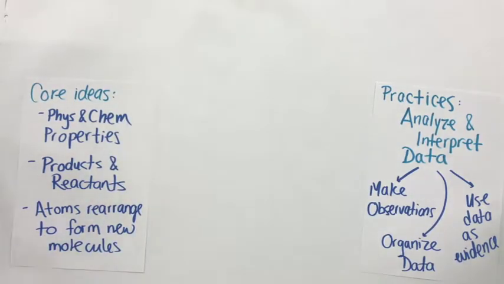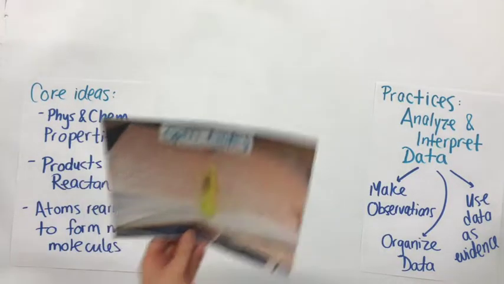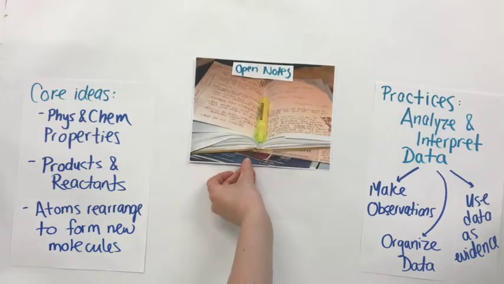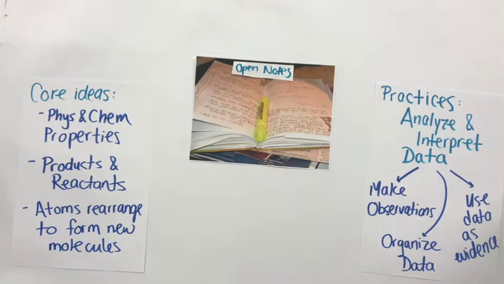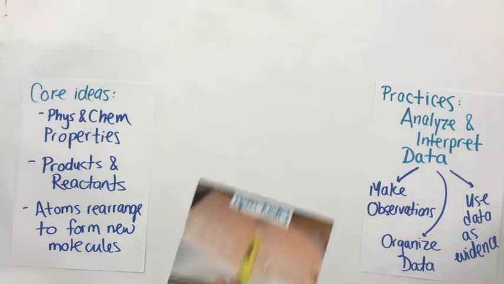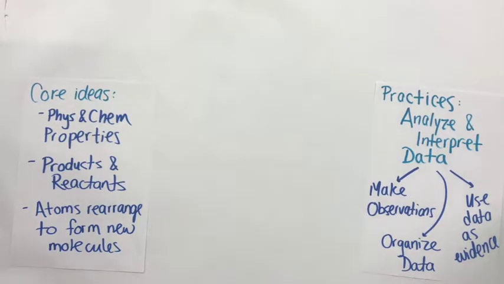So once we know all of the core ideas and the practices that we need to assess, we sit down and we try to develop a model for how we can do that. For this particular assessment, it's open notes. We try to make as many of our assessments open notes as possible to reflect the authentic situations that scientists find themselves in. So that just means that the kids have access to their notes, to their computers, and we're really focusing on application of the ideas and practices rather than memorizing.